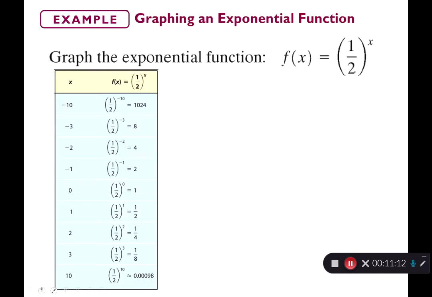All right, so what happens if we change our base to 1/2, to the 1/2 power? So I'd like you to pause the video. I've given you a table of values already. Why don't you go ahead and make that graph?